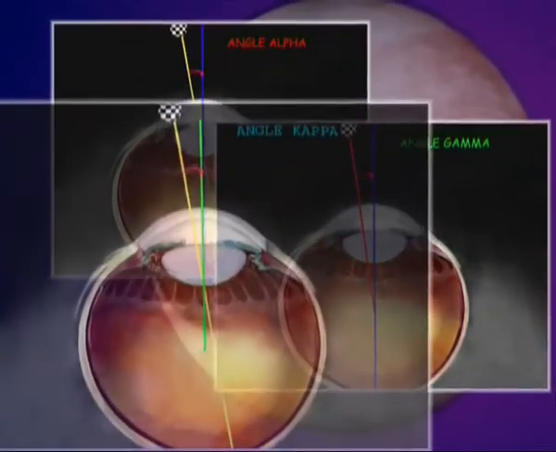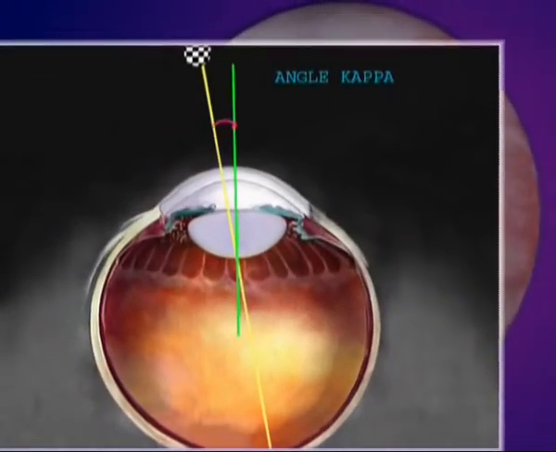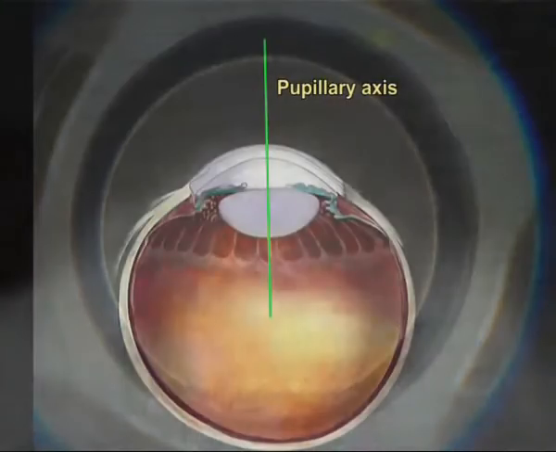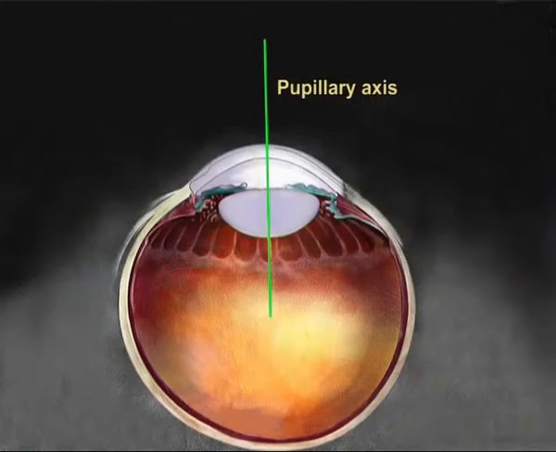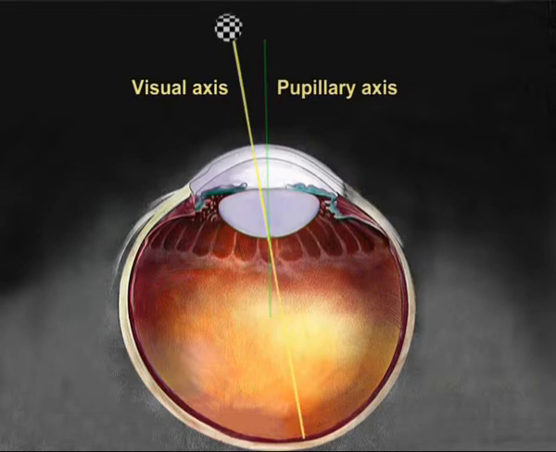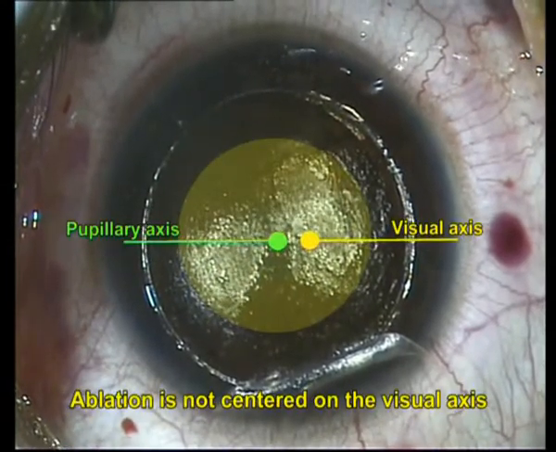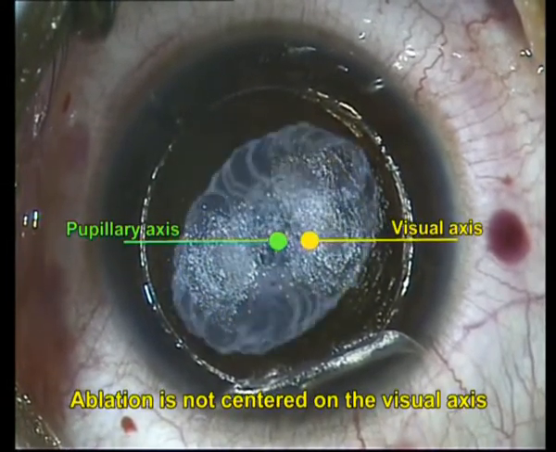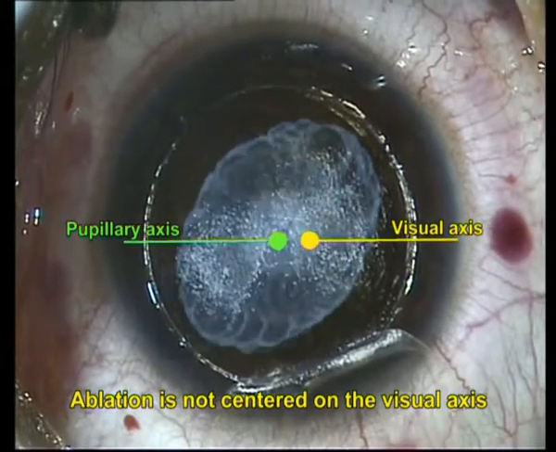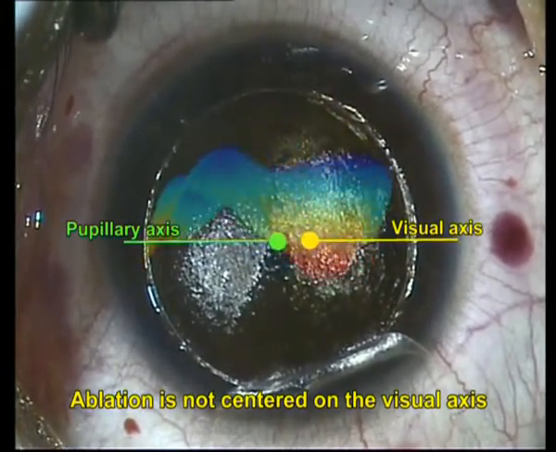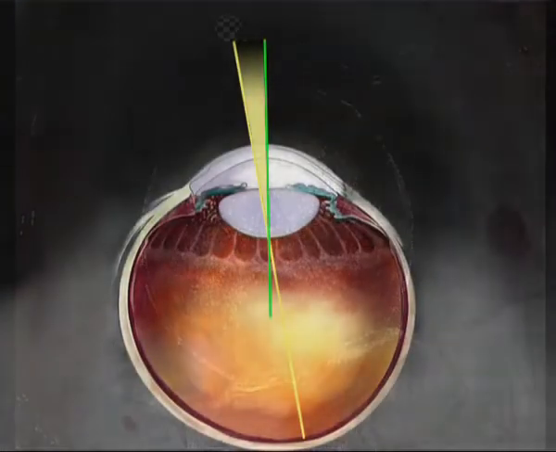Angle kappa is the angle between the visual axis and the pupillary axis. It is clinically very important to the refractive surgeon as patients, especially hyperopes, have a large angle kappa, and the center of the pupil is thus no longer the point through which a fovea-centric ray of light passes. Thus, any treatment that is performed, centered on the pupil, results in a decentered ablation. This effect is more pronounced with corrections for astigmatism and higher order aberrations if angle kappa is not compensated for.